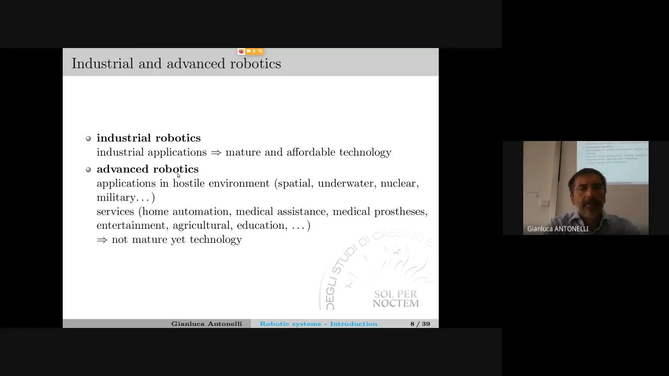And then there is advanced robotics research, where the research has been going in the last 10, 15 years. Spatial, underwater, nuclear, military, and service robotics. Home automation. We don't have robots in our houses, except for the Roomba, the cleaning one, but we don't have robots yet. Medical assistants, prosthetics, entertainment, agricultural, education. And this is where the research is working.